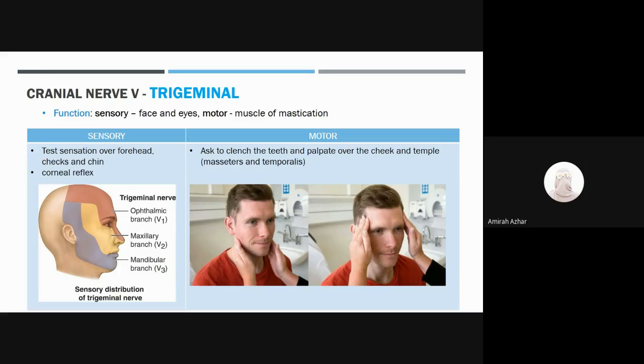It will be slightly uncomfortable for the child, but try to do it. For the motor, you ask the patient to clench their teeth and palpate over the cheek and temple. So you are assessing the masseter and temporalis muscle. Okay, next.